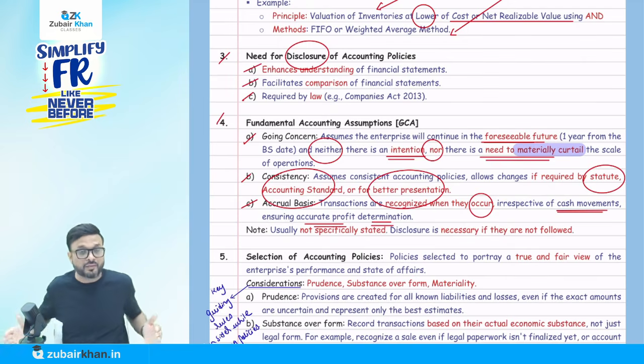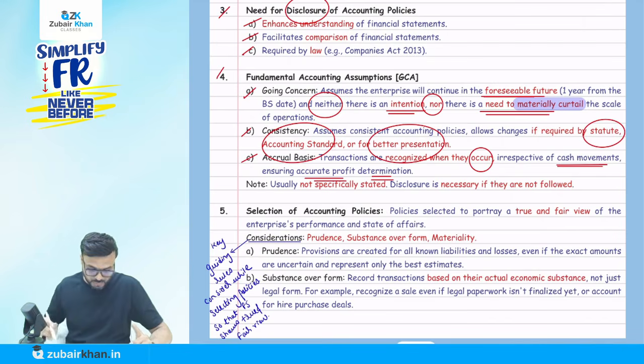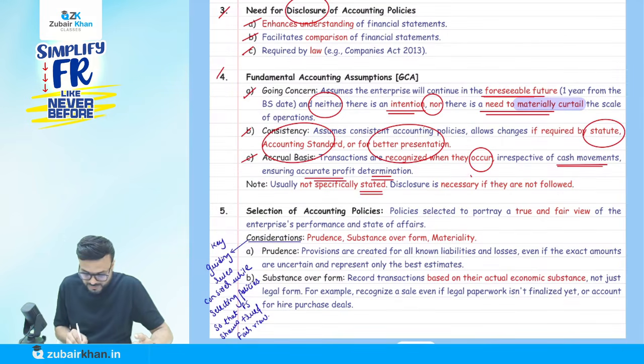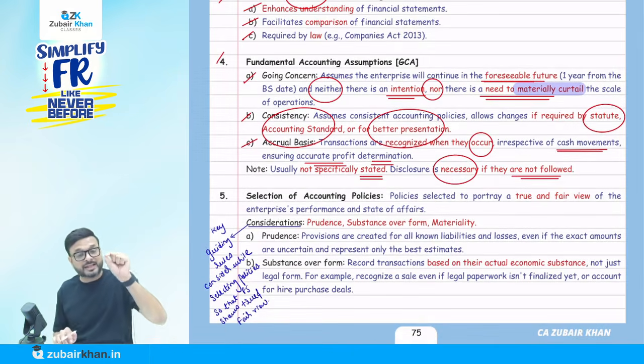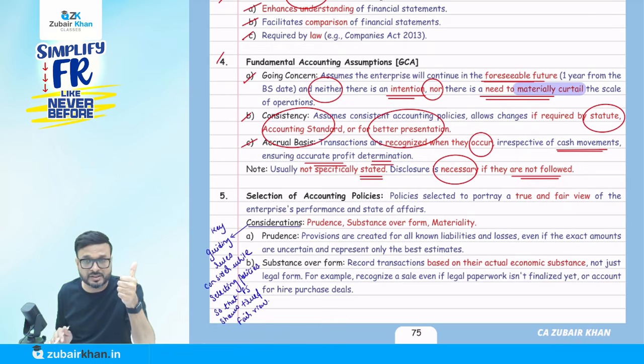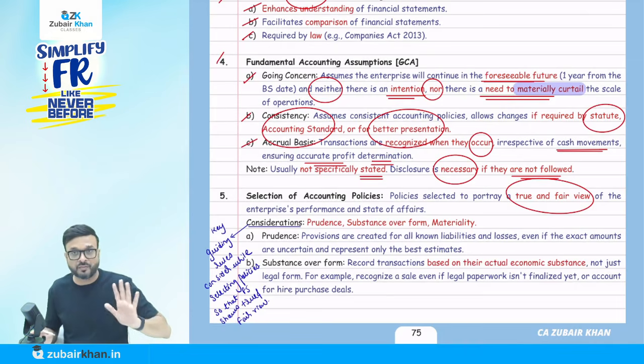So these three fundamental accounting assumptions, we always assume that we are following. If we don't follow them, then we have to disclose. Usually they are not specifically stated; disclosure is necessary only if they are not followed. Now, when we do the selection of the accounting policy, what is the primary consideration? My financial statement should show the true and fair view.